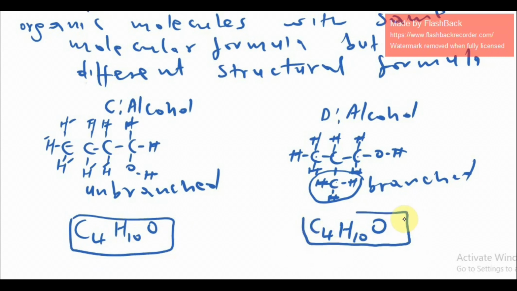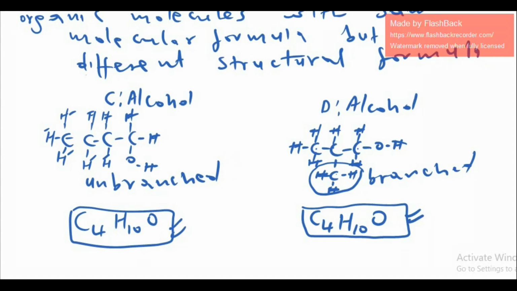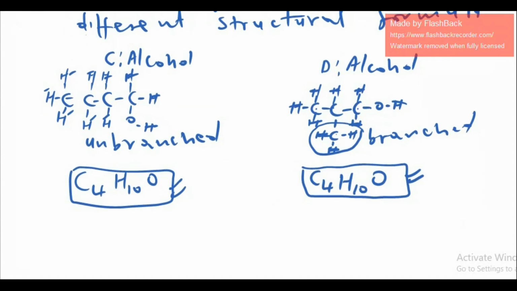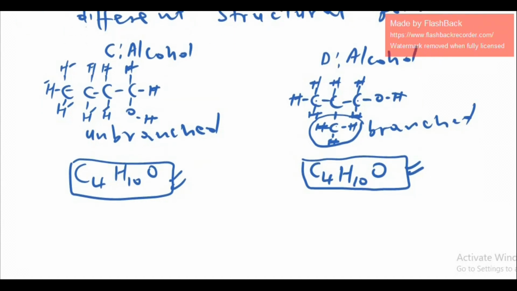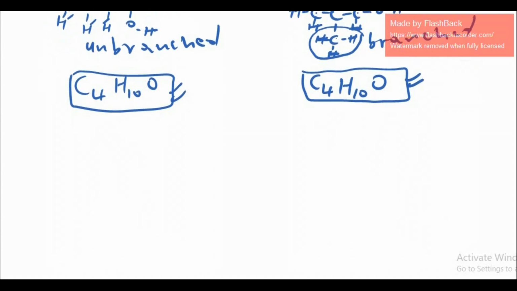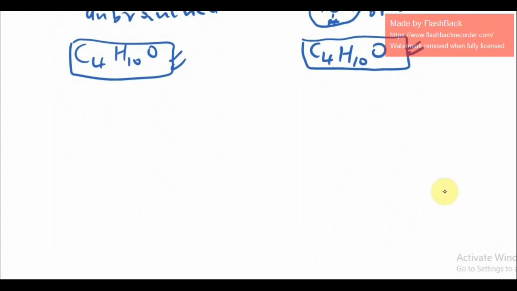So this compound C is unbranched, compound D is branched. They have the same molecular formula, but one is branched and one is unbranched, which means they have the same molecular formula but different structural formula. Therefore, C and D are isomers, right? C and D are isomers. We have 3 types of isomers. We have number 1, the chain isomer.